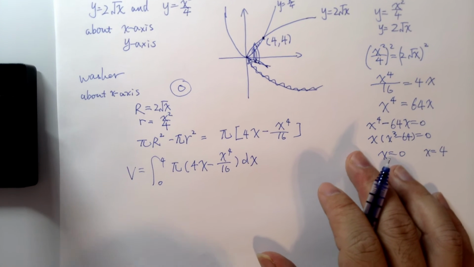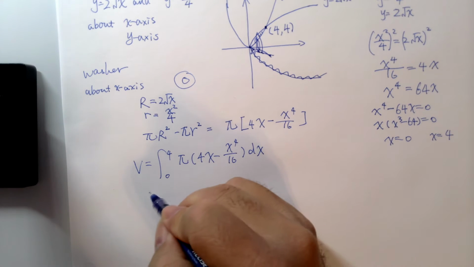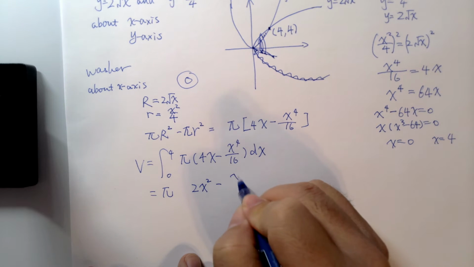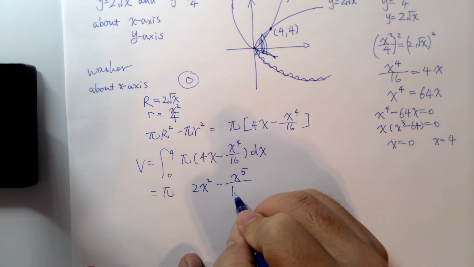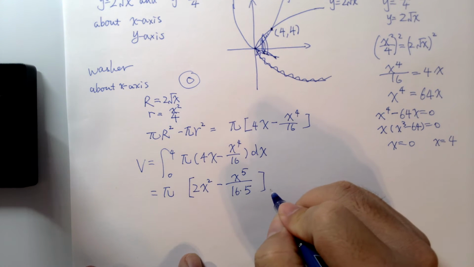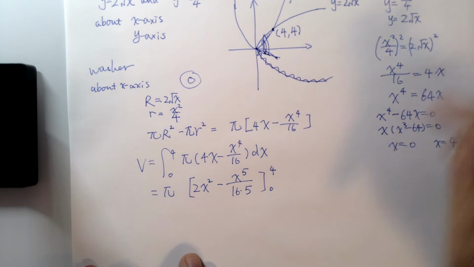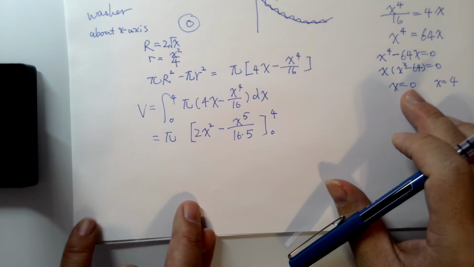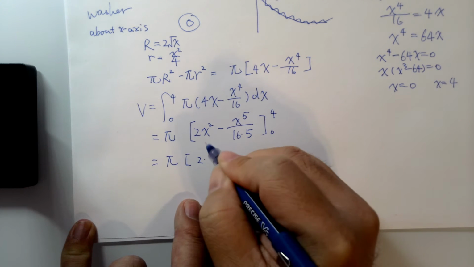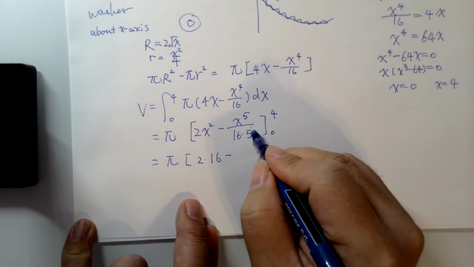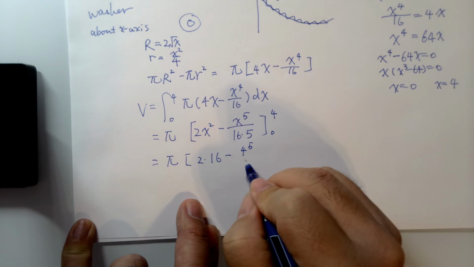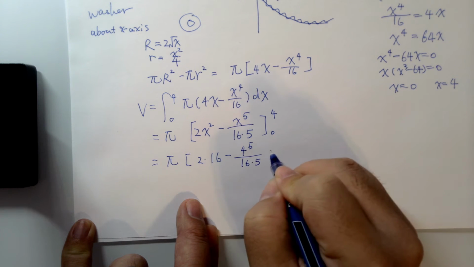Okay, and it's pretty easy to evaluate, believe it or not. So we can factor pi out. You can have 2x squared minus x to the power of 5 over 16 times 5, right? And then evaluate it from 0 to 4. And it turns out that you can have 2 times 4 squared, which is 32, minus 4 to the power of 5 over 16 times 5.